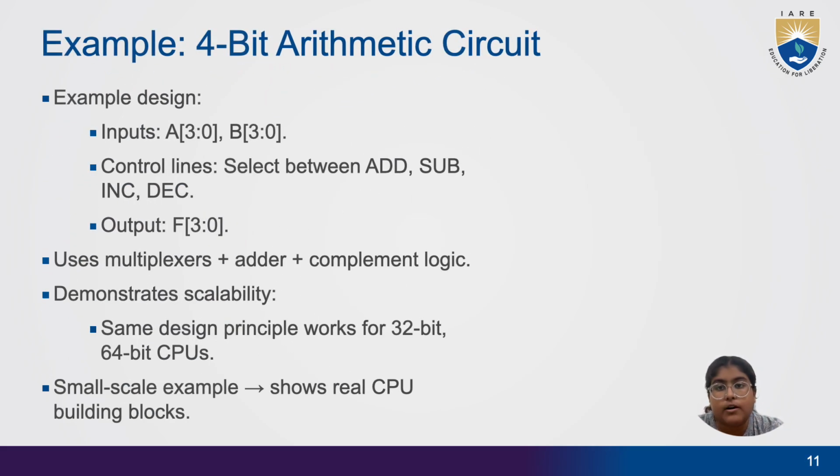Here's a simple example of how all this theory comes together. Imagine a 4-bit arithmetic circuit with two inputs, A and B, and control lines that let us choose between addition, subtraction, incrementing, decrementing, or even transferring. The output is simply another 4-bit number. Although this looks small, it scales. The same principle works for 8-bit, 16-bit, 32-bit, and even 64-bit processors. This is how micro-level design becomes the backbone of large-scale CPUs. By studying this, we get a peek into the building blocks of real-world processors.